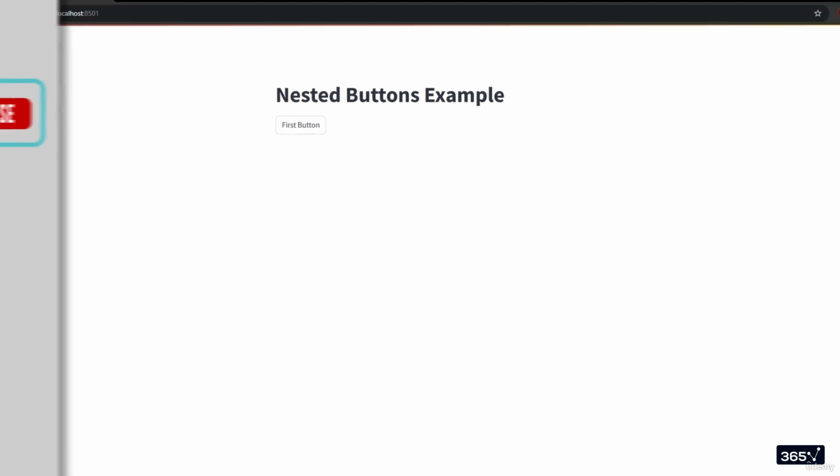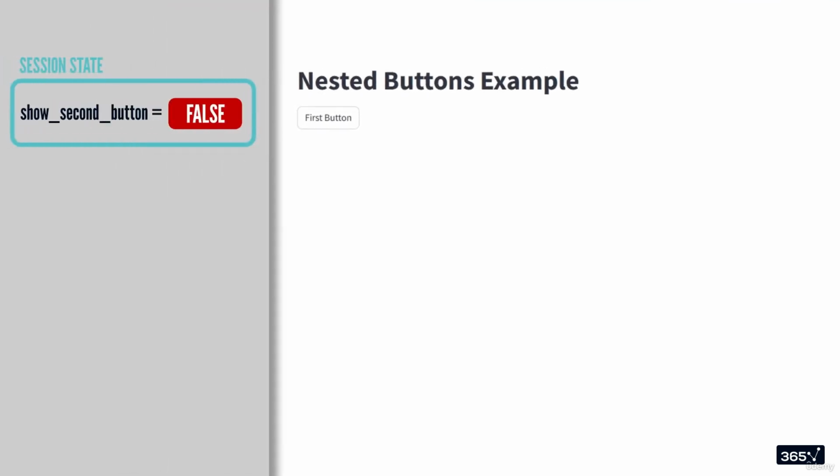Now, let's test our code. The session state showSecondButton is false by default, so the second button is hidden initially. We click the first button, which sets our session state to true. The second button is shown, and the text reads "revealed". When we click the second button, the script reruns, showing the text. But because we're using session state, the first button state is preserved. We can see that all the elements are displayed.